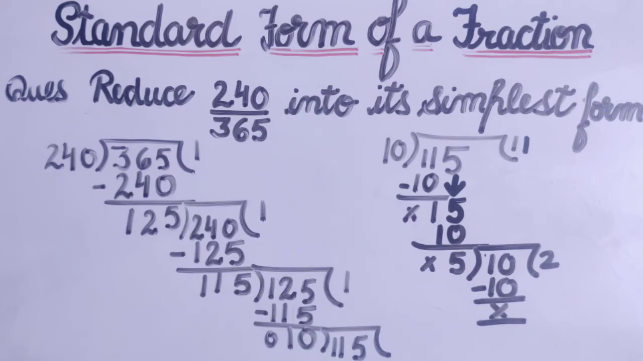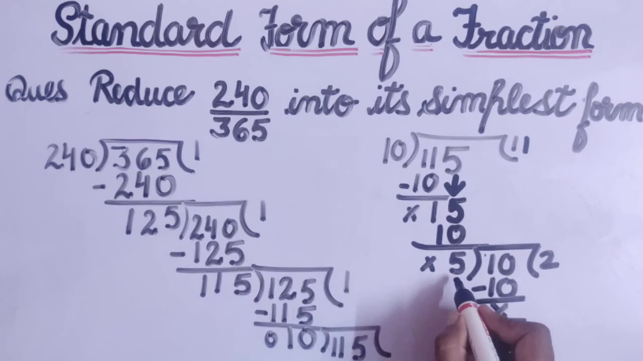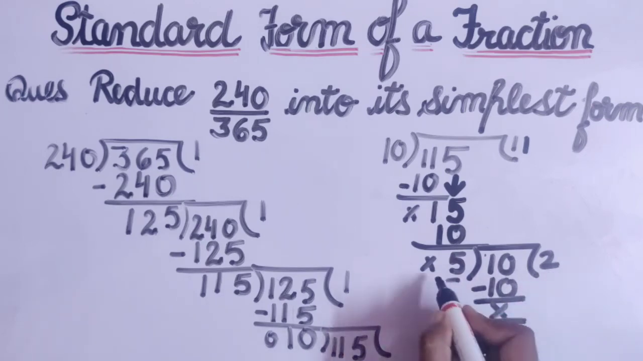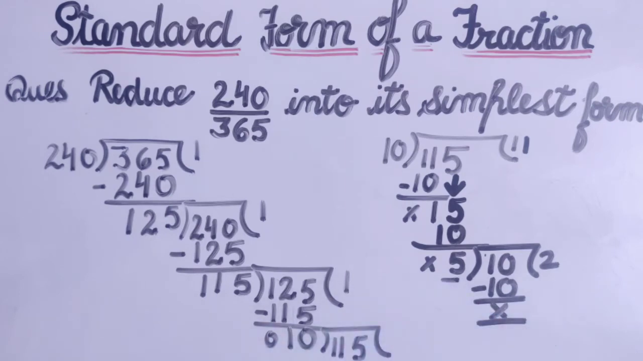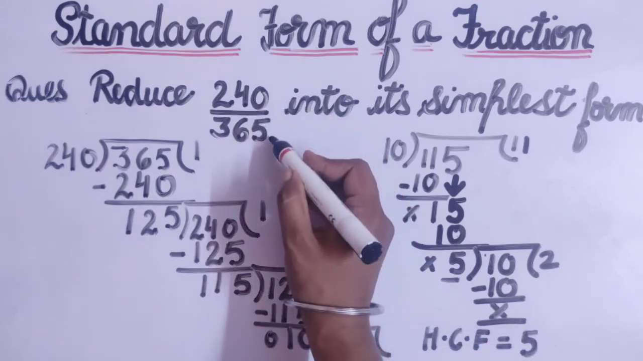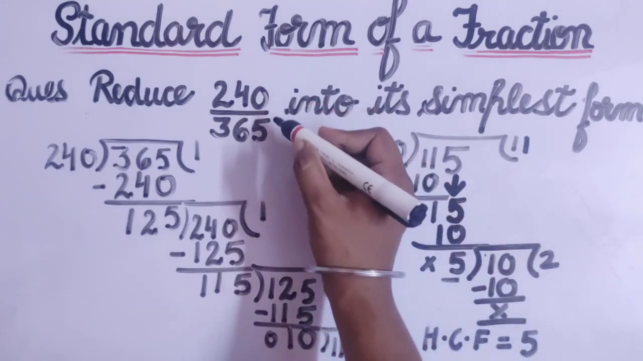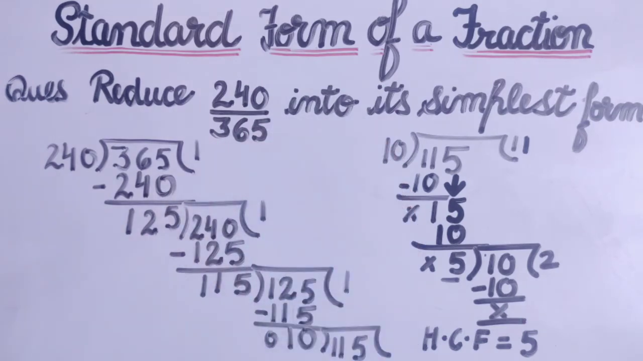The third step to find out the HCF is the last divisor. Last divisor is called the highest common factor. Students used to write the quotient as the HCF. No. Last divisor will be considered as the highest common factor. So HCF is 5. HCF of 240 and 365 is 5. So we have completed the first step. First step was to find out the HCF of numerator and denominator of the given fraction.